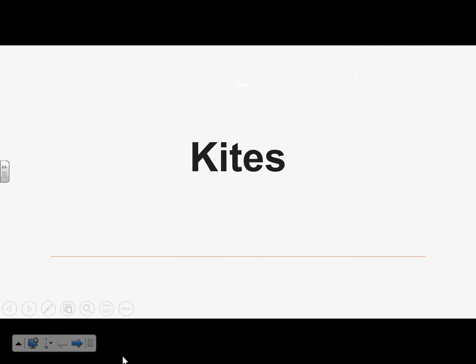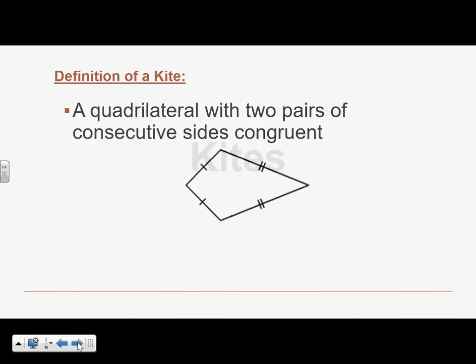All right, this is the next section. We're talking about kites. Again, just like trapezoids, these are quadrilaterals, but they are not parallelograms. So the definition of a kite is a quadrilateral with two pairs of consecutive congruent sides.